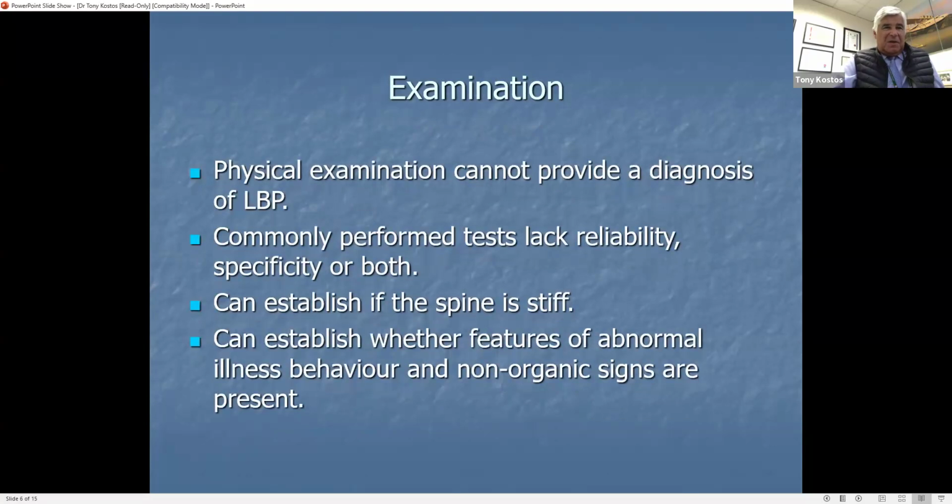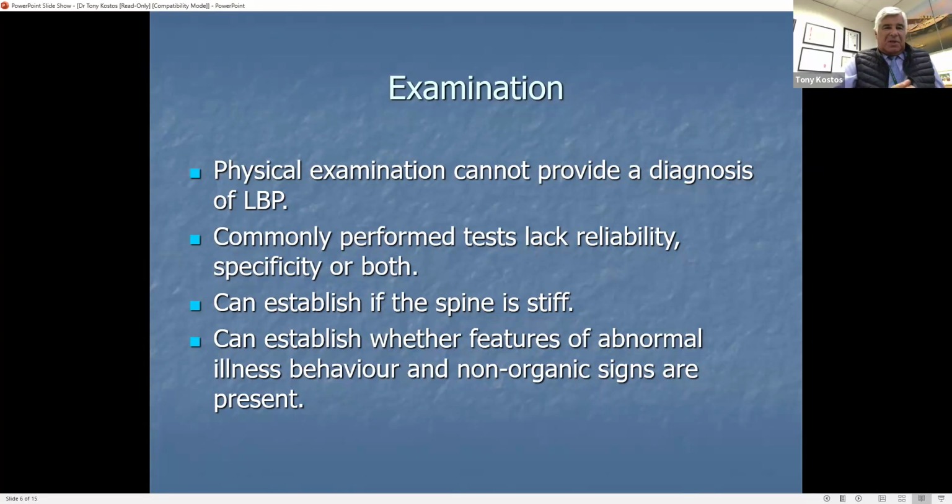So you would think the examination could help, but it doesn't. The physical examination cannot provide a diagnosis of low back pain. People talk about certain tests or patterns of movements, but all of these manoeuvres and tests lack reliability, specificity, or both. So bending the spine one way or another cannot tell you whether they've got a disc problem or a facet joint problem. That's a complete fallacy.